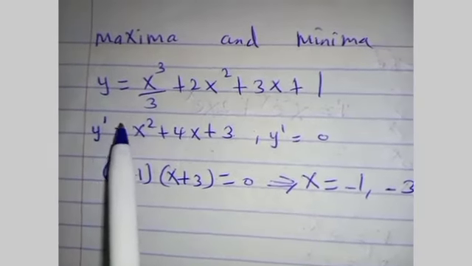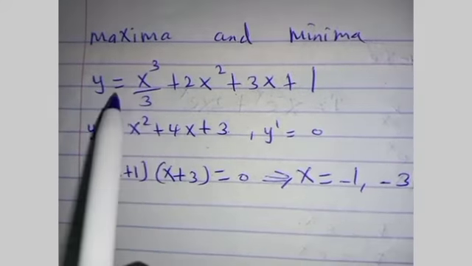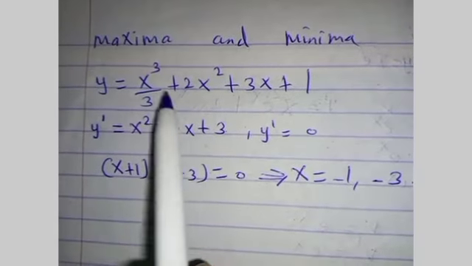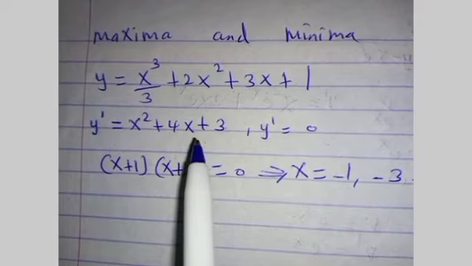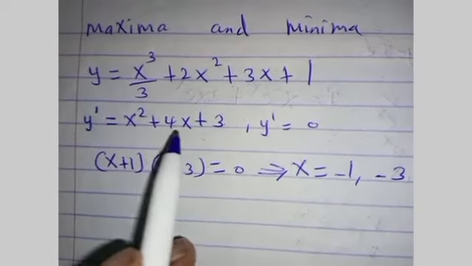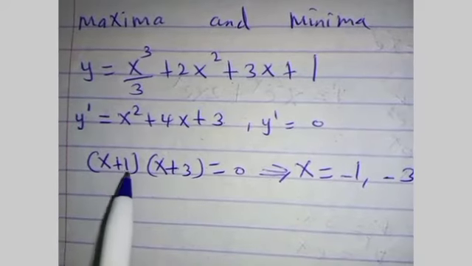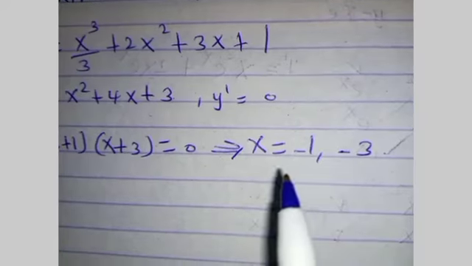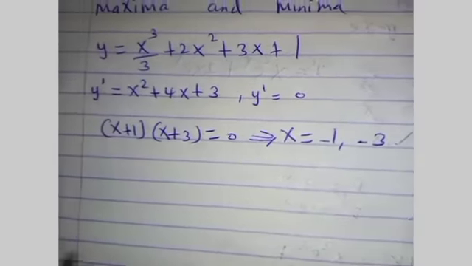So first of all, you differentiate it. This is differentiated, it will be 3x squared, 3 and 3 will cancel. This is 2 times 2, 4x plus 3. So y prime is equal to 0. So we factorize this, and we are going to get (x plus 1)(x plus 3) is equal to 0. So x is equal to -1 or x is equal to -3.